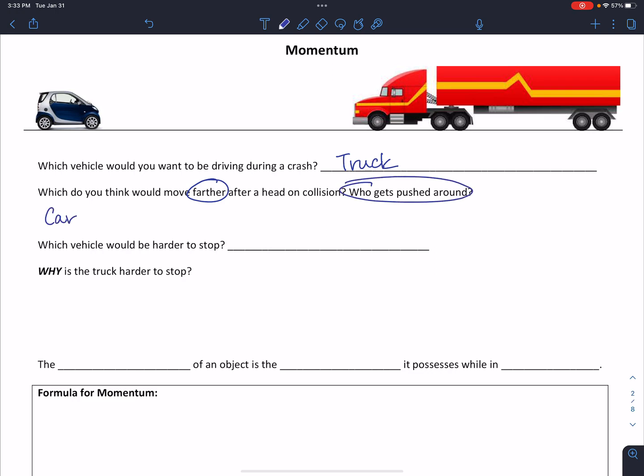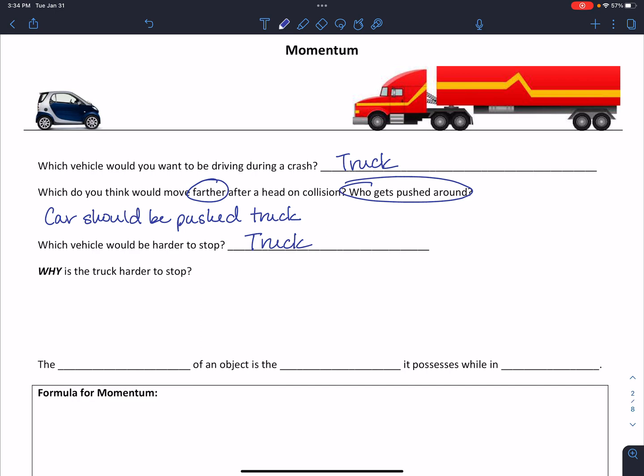All right, and the car should be pushed by the truck because technically they're going to go the same distance once they collide. All right. Which vehicle will be harder to stop? And the answer there, I would go with truck. And so then the question is why? Why does the car get pushed around by the truck? And why is the truck harder to stop?